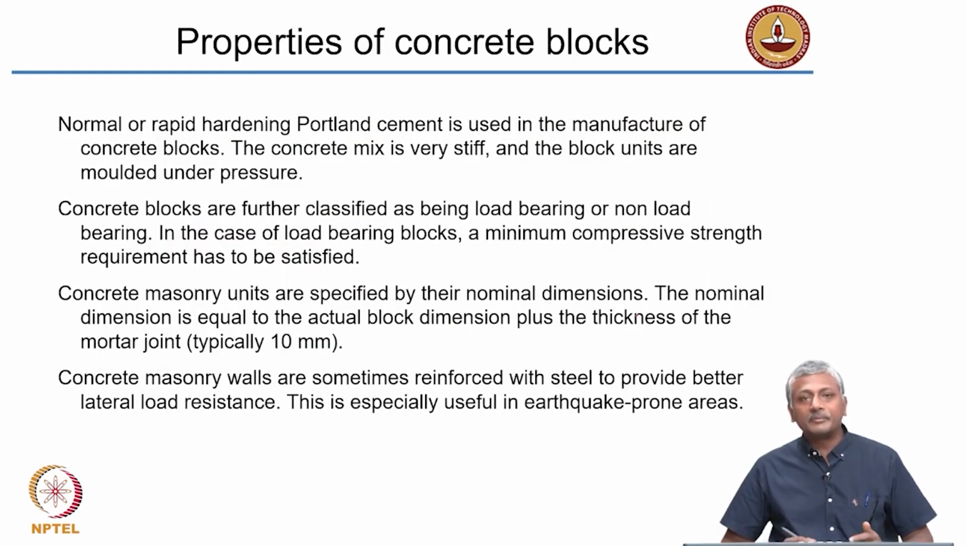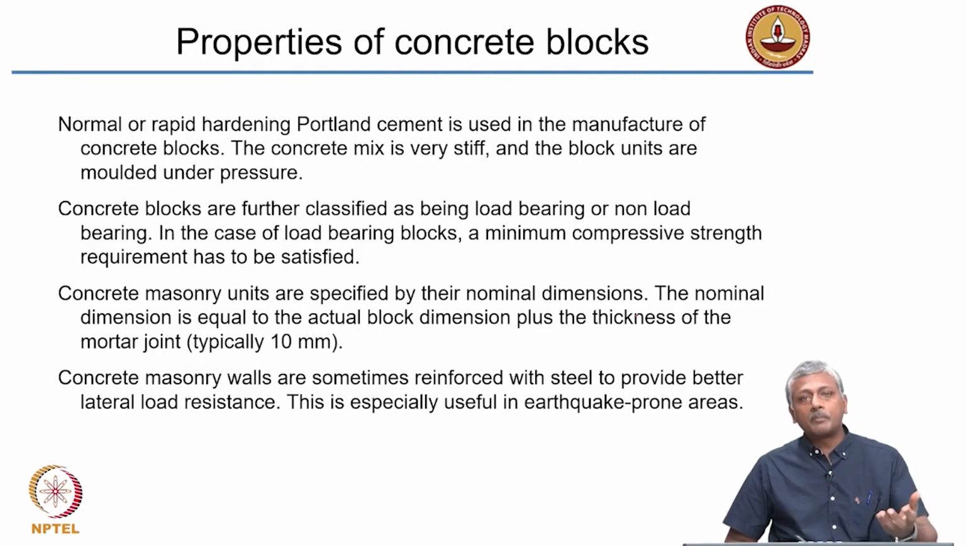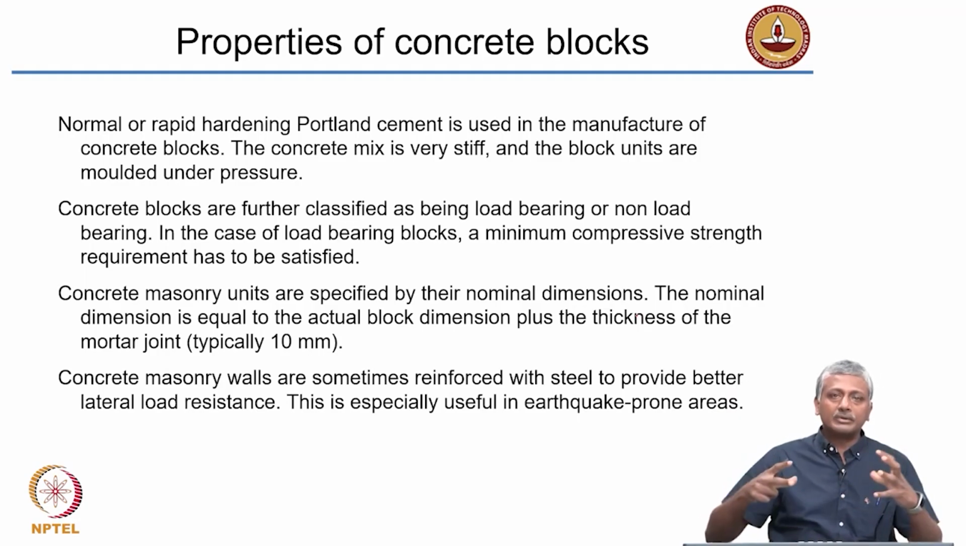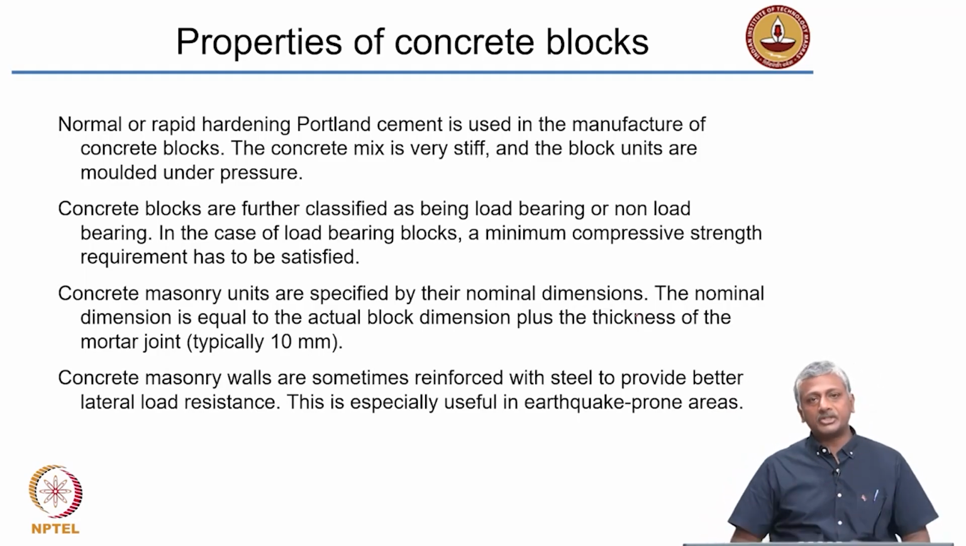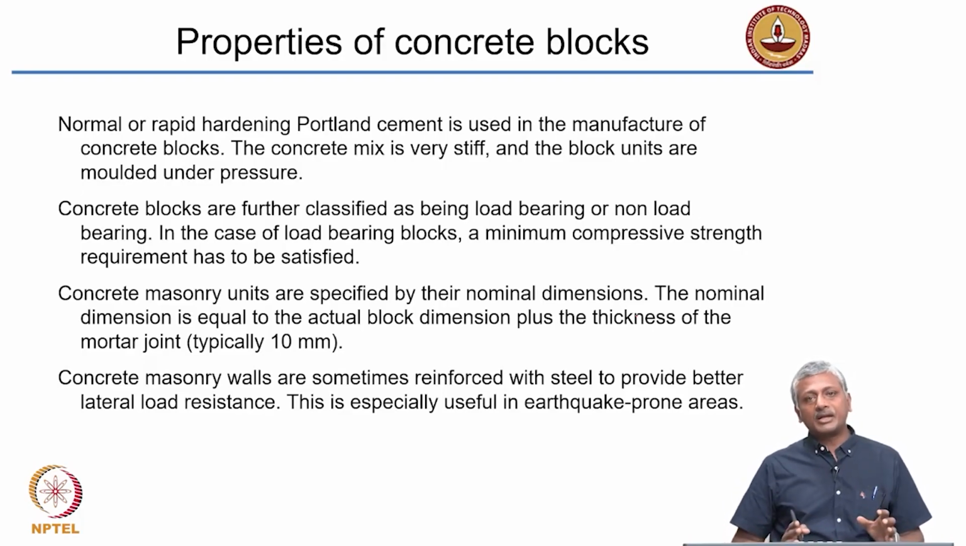So concrete blocks are made with normal or rapid hardening Portland cement, so that you can get much quicker hardening of the concrete block. Generally from the block making machine, the concrete mix is very stiff, so that the blocks can be simply pushed out in the desired shape and they maintain their shape properly even after getting pushed out. But concrete does not gain strength immediately. It needs to be kept in an environment where it slowly gains strength. We will talk about this when we reach the concrete chapter.